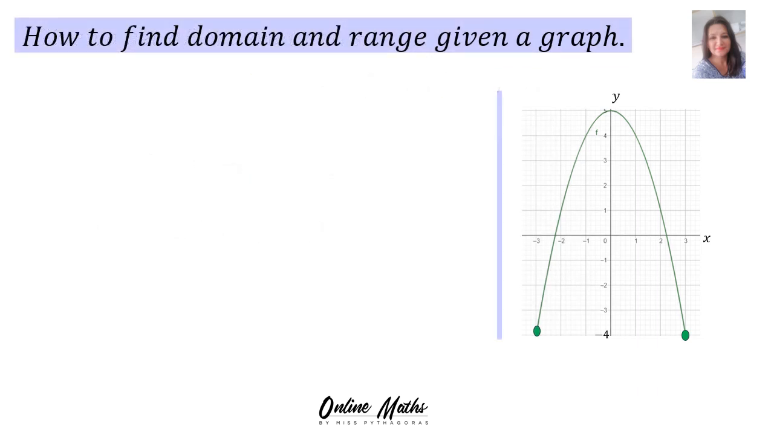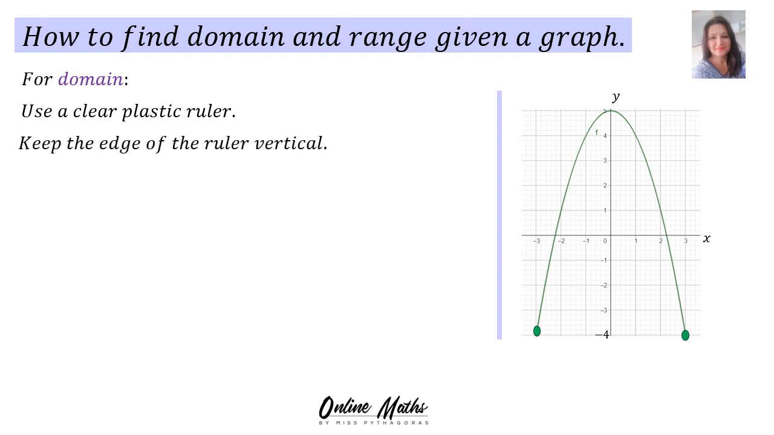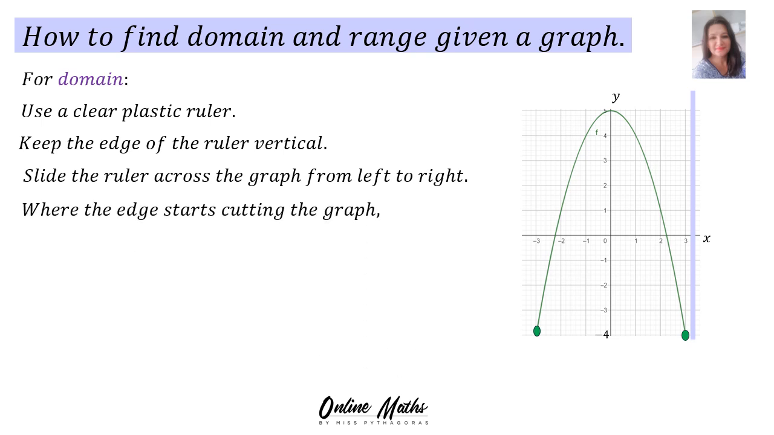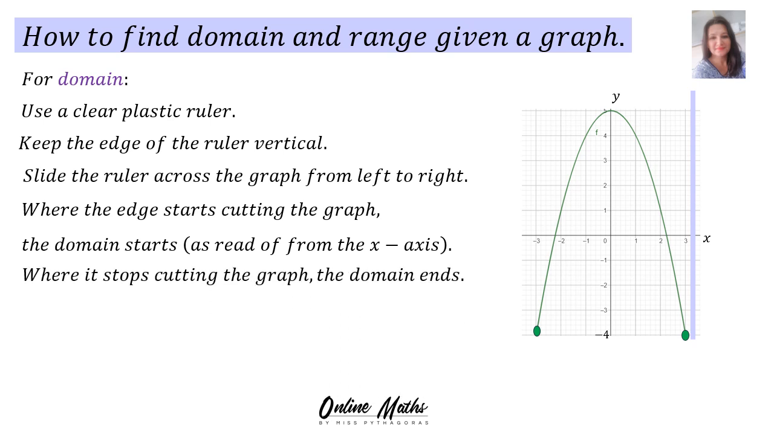How to find the domain and range given a graph. For the domain, we use a clear plastic ruler. Keep the edge of the ruler vertical. Slide the ruler across the graph from left to right. Where the edge starts cutting the graph, the domain starts, as we read it off from the x-axis, and you will see that it started at -3. Where it stops cutting the graph, the domain ends, and here it was at +3.